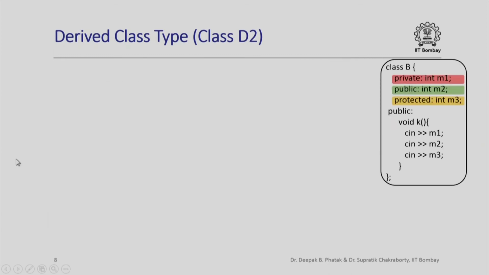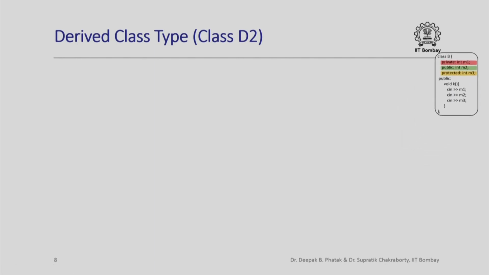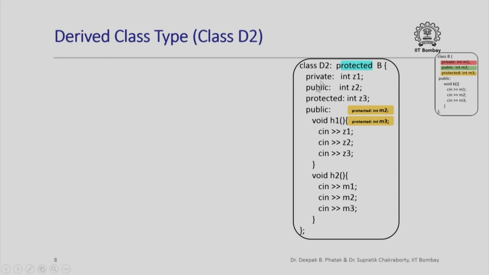Now here is another example where we basically have the same class definition B, the base class definition, but we have a different derived class definition where the mode of derivation is protected. So we want to see what is going to happen with the inheritance of these data members of the base class in the derived class.